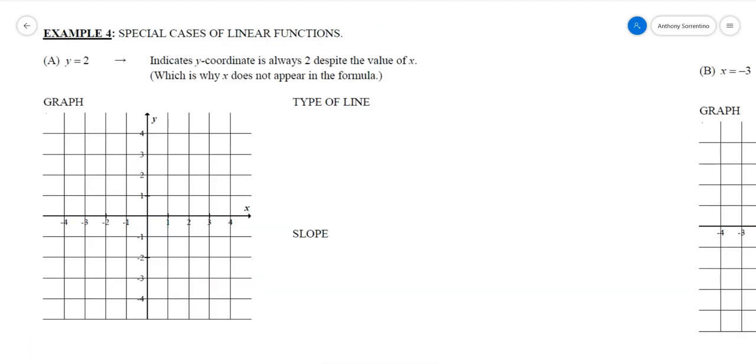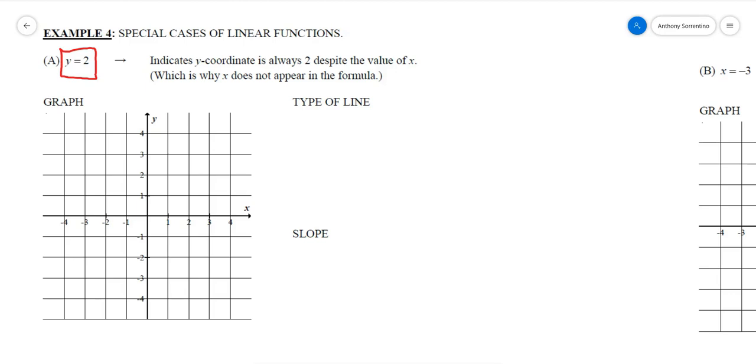Now, one example would be the equation of something like y equals 2, or y equals any number. What this is indicating is that the y-coordinate is always 2 despite the value of x. So that means that x doesn't matter to this. x has no bearing on what the y value is. y will stay 2 no matter what x is.